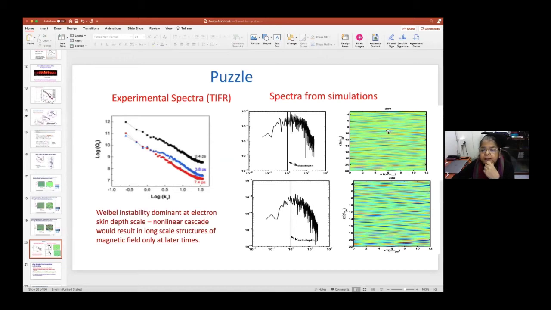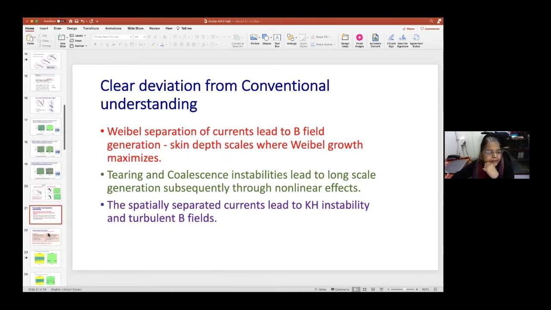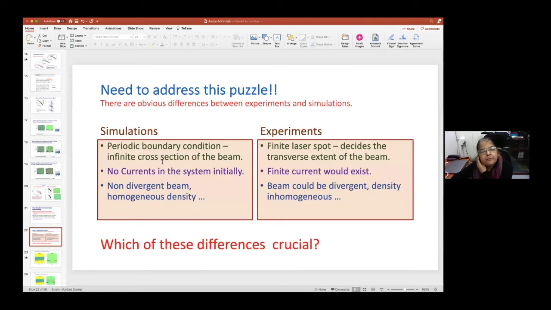Whereas if we consider these simulations and look at their spectra, they peak at around the skin depth, and there's a decay in the power at long scales. So this is the puzzle. There's a clear deviation from conventional understanding, and we need to understand this. So it was in this context that we started looking at this problem.